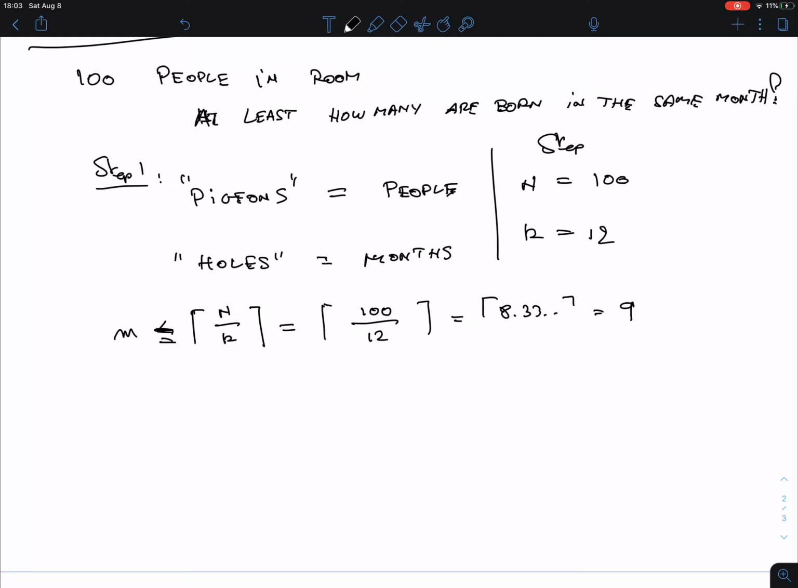Now, I'm not saying that at least 9 of them are born in February. That's a different thing. I'll give you an example a little bit later about that.